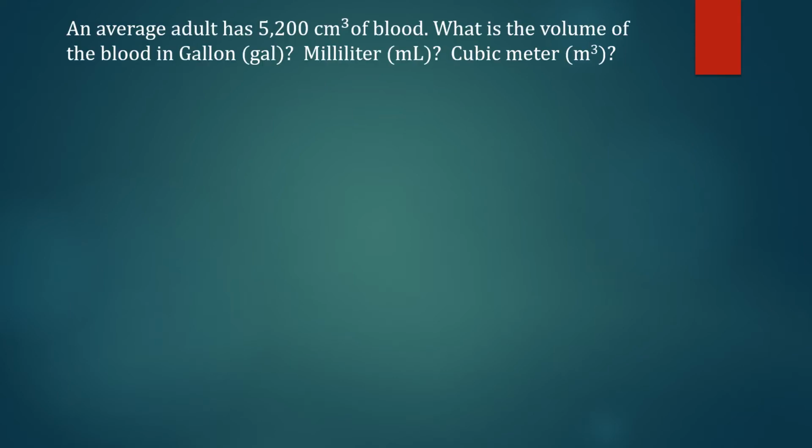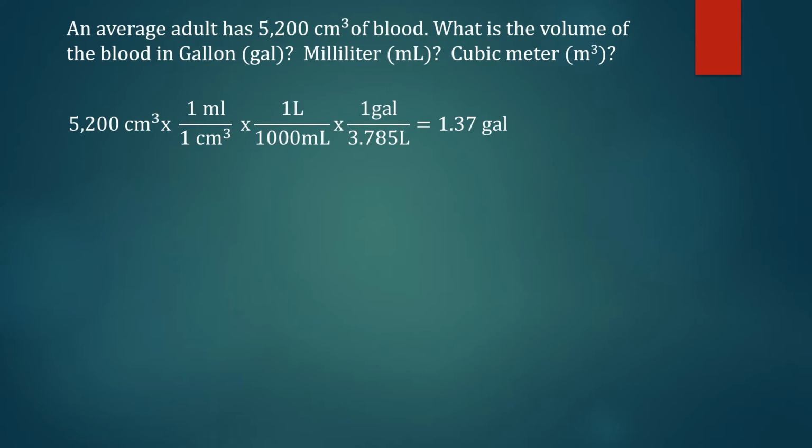Okay, now let's convert some units in volume. An average adult has 5,200 cubic centimeters of blood. Now, what is the volume of blood in gallon, in milliliter, and in cubic meter? So, again, just plug in the needed conversion factors from the table. Again, if you cannot see a direct conversion factor that will convert the given unit into the needed unit, you can always use different conversion factors in order for us to arrive at the answer.